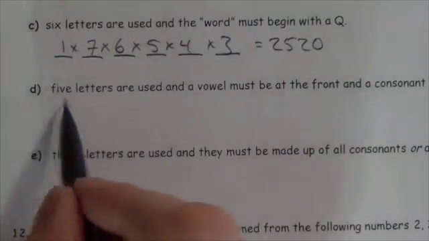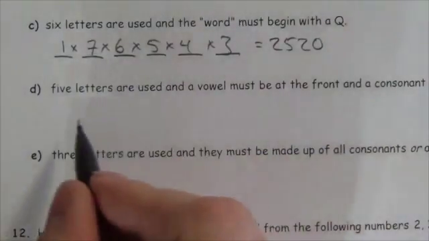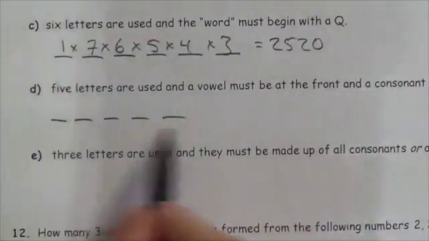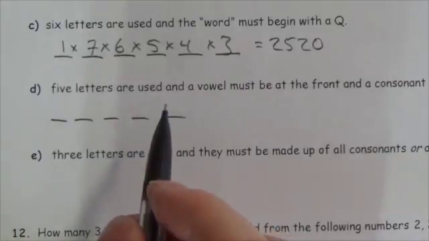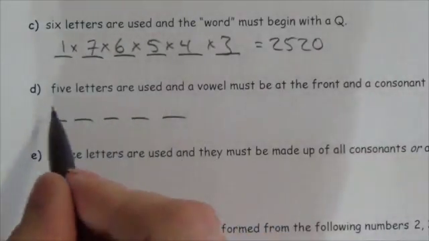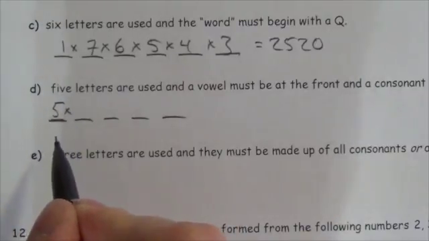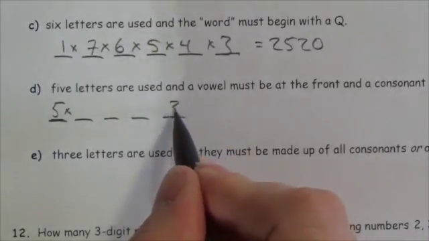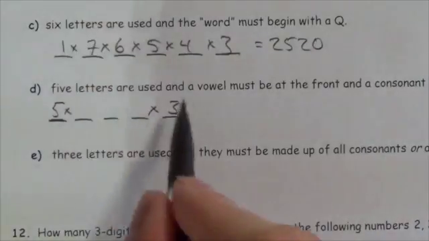Okay, what about 5 letters are used, and a vowel must be at the front and a consonant at the back? Okay, so 5 letters here. 1, 2, 3, 4, 5. Those are my 5 subtasks here. I got to put a vowel up front. Well, how many vowels are there in equation? Looks like there's 5. So that means, again, I got to start with the restrictions. There's 5 options here, and that means there are 3 options for the last letter, which has got to be a consonant. Okay, so 5 options here, 3 options here.